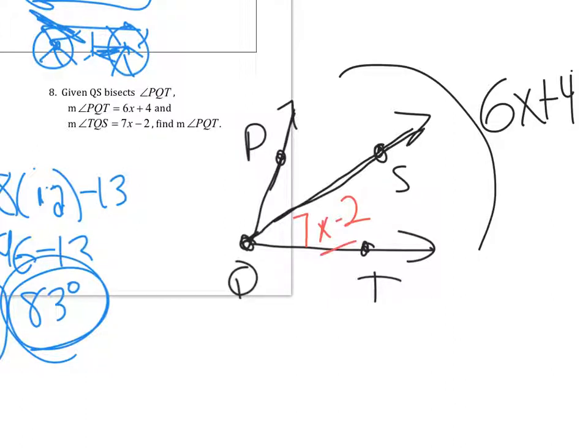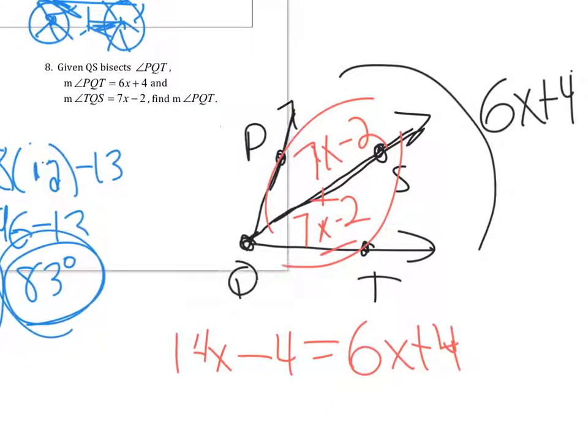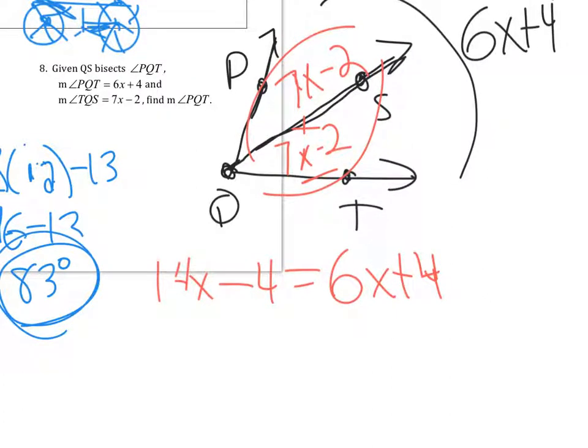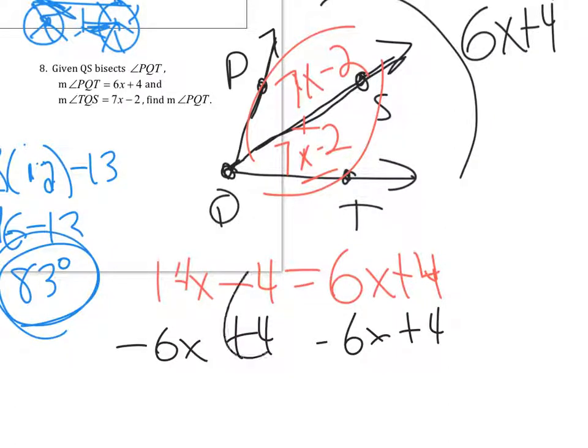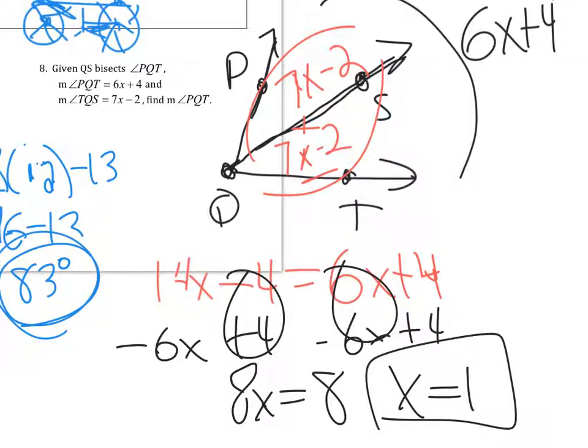So now if this is 7x minus 2, this is also 7x minus 2. So these two together add up to 6x plus 4. So 14x minus 4, add these two together, gives me 6x plus 4. So a little solving will give me, add 4, subtract 6x, subtract 6x, zeros, 8x equals 8. So I'm really hoping that it hasn't been too long and you tell me x equals 1.